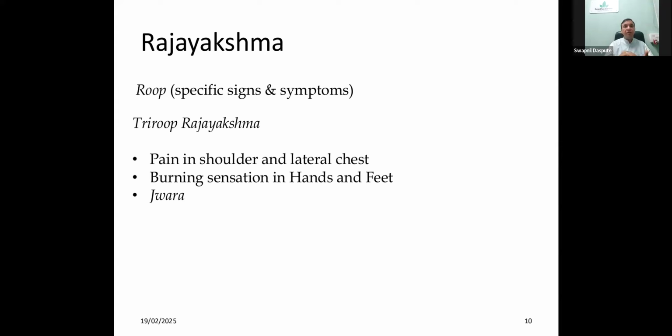So every patient coming with jwara, fever, we are going to learn fever, will have burning sensation in the hands and feet, will have pain in the shoulder and lateral chest region because of body ache. But does that mean that that patient has come to you as a three Rupa Rajakshma patient? Don't get into that. I personally feel whatever are the presenting signs and symptoms, you treat the patient according to those signs and symptoms.